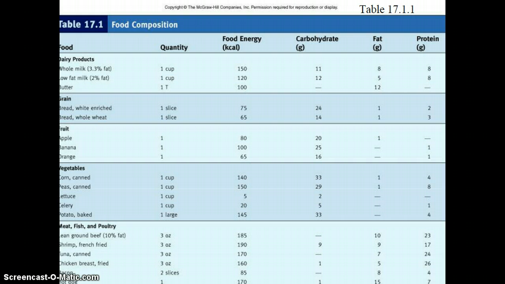Here are food compositions of some common foods. Take a look at this and give yourself an idea of what is contained in terms of fat, protein, carbohydrates, and so forth in various foods and grains, dairy products. I am not going to ask you to memorize this, but it is important to take a look and get an idea of what you consider to be a healthful diet for yourself.